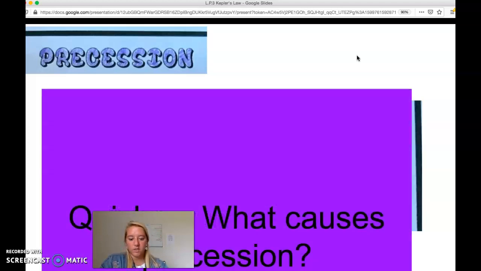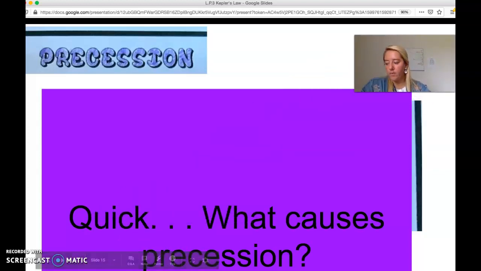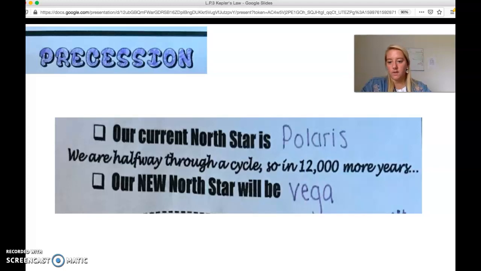One of the results of precession. Sorry, quick, what causes precession? Remember, precession is caused by the sideways pull from the moon and the sun on the Earth's equator. The result of precession, so when it does happen in 26,000 years: our current star right now is Polaris. Our Earth is pointed straight at Polaris, right? And whenever we rotate around, we have a rotation of different stars, if you didn't know, different constellations. But the one thing that is always the same is that the North Star is always right there. The North Star never moves. Everything else rotates around it.